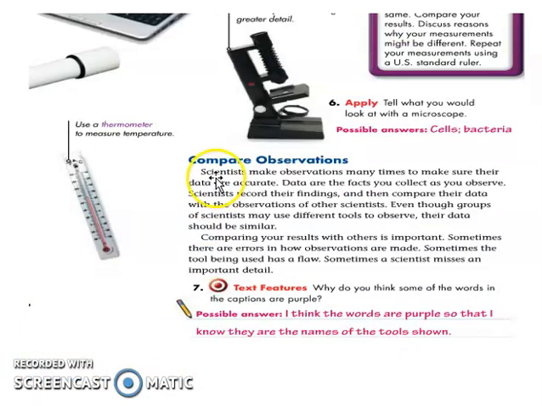Now here, comparing observation. When you want to compare observation, devices and tools are very important. They will help you to understand better if you have the devices. For example, how do scientists know the boiling point of a liquid? They use a thermometer. How do they know the freezing point? They use the thermometer to compare the boiling and then the freezing point.